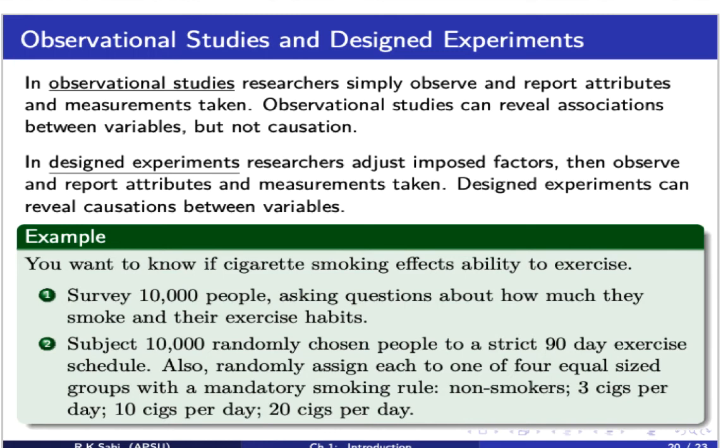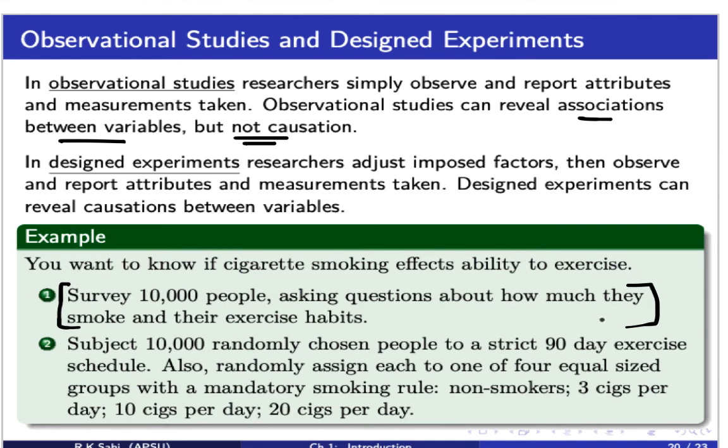In an observational study, the researchers are simply observing and reporting the attributes and the measurements which are taken. Now it can just reveal some association between the variables, but not the cause of it. For example, if a survey was done of 10,000 people and they were asked how much they smoke and about their exercise habits, it's a very observational study. Just say, okay, do you smoke? Do you exercise? Yes or no? So it's just an observation and the report of the measurements taken.